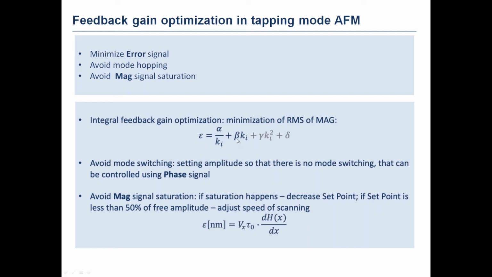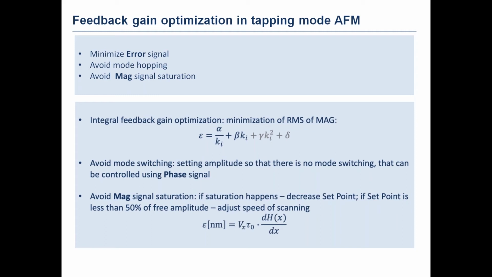well, because when we have large values of the feedback gain, the error becomes high, and when we have low values of the feedback gain, the feedback system just does not work properly, and we have a large error signal as well. We have to avoid mode switching, so we need to set the amplitude so that there is no switching, and it can be controlled using the phase signal. The phase signal is very sensitive to the switching of the mode of cantilever oscillations. And we have to avoid saturation of the magnitude signal.